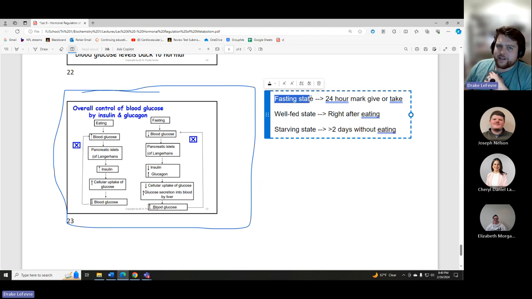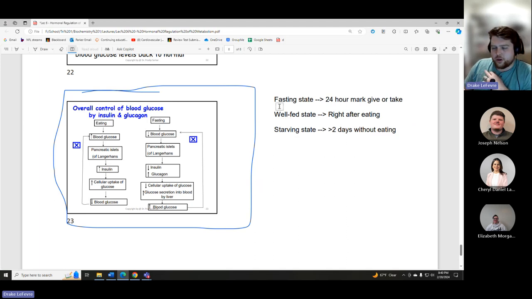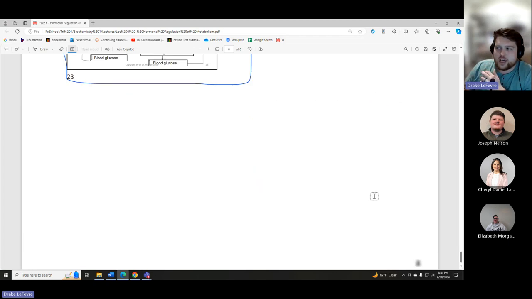And then in the fasting state, what is occurring? Oh, well, the blood glucose is low. Because blood glucose is low, glucagon is being released, acting on the liver and adipocytes, increasing the amount of glucose being released into the blood, in order to increase blood sugar, something along those lines.